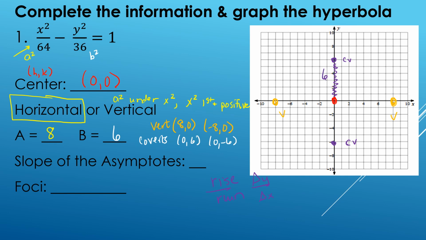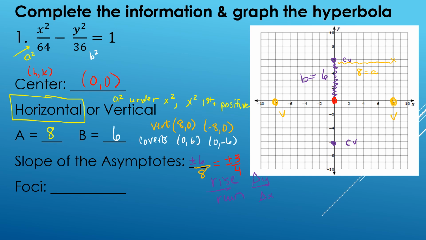So that is the change in our y's, so positive 6. That's also our b value. Okay, and then from there, in order to get to a vertice, to get to that corner where those two places would meet, I have to travel 8 units, which is our a value, to the right or to the left. So our slope is going to be positive and negative 6/8, or positive and negative 3/4.